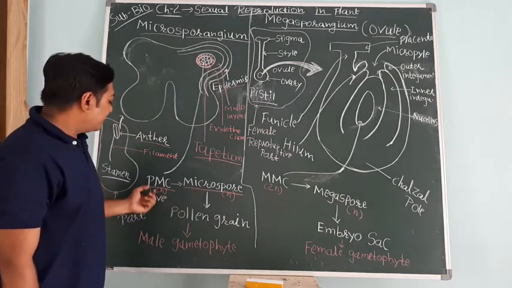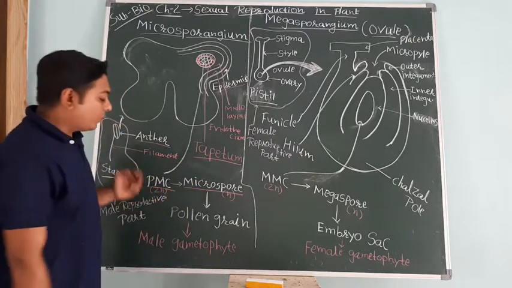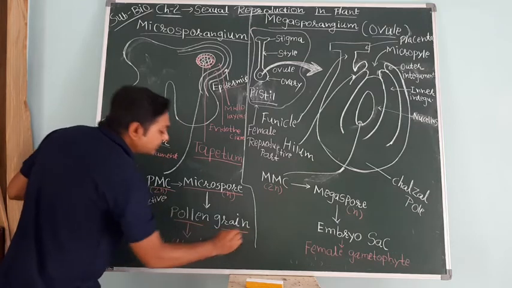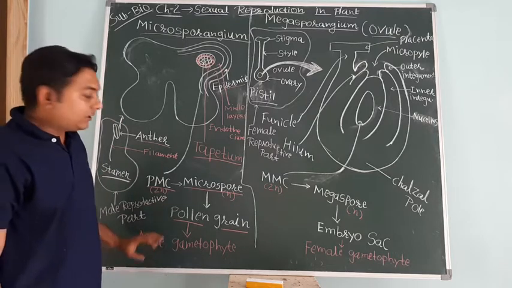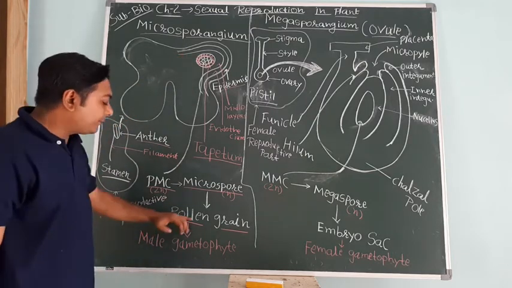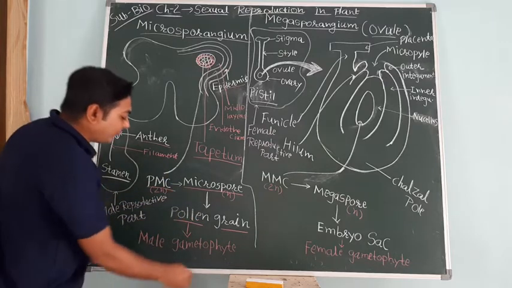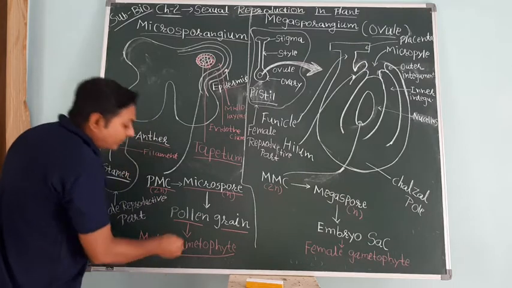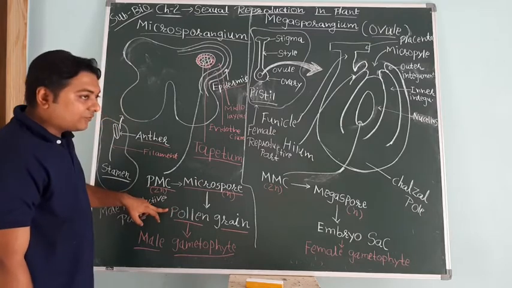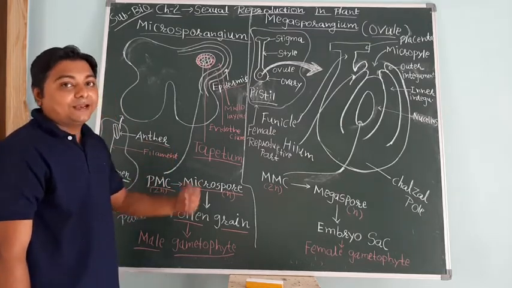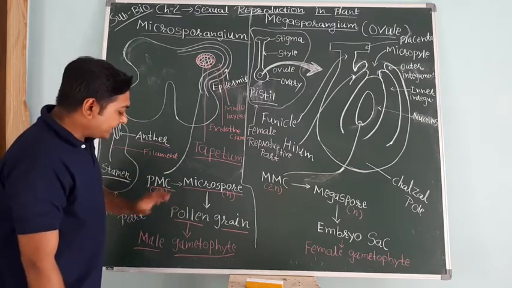After meiosis, the microspores develop to produce pollen grains, and the pollen grain is the male gametophyte. The final product of the anther is the pollen grain, produced after maturation. Now, what is a gametophyte? A gametophyte is a structure that carries gametes. So here it is a male gametophyte, which means it carries the male gamete. In the next video we will learn about the structure of the pollen grain, but remember, the pollen grain is the male gametophyte.